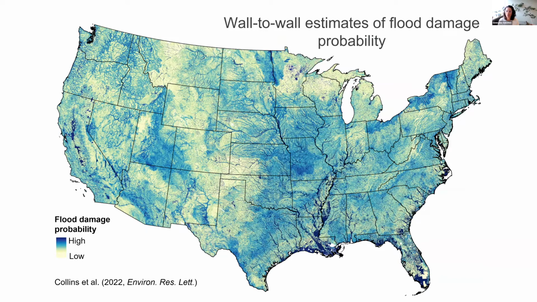This is a wall-to-wall estimate of flood damage probability. What we are looking at is estimates of flood damage probability values for each and every single 100-meter pixel across the lower 48 states. So here we really get a comprehensive and detailed view of the likelihood that any given location will experience damage.